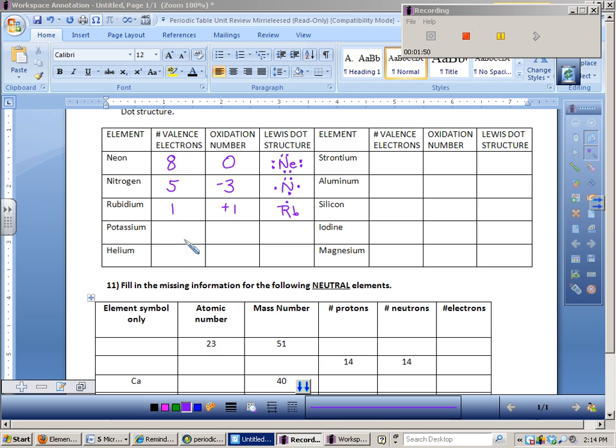Potassium's in the same column as rubidium, so he will also have 1 valence electron. We're going to give that valence electron away, so we're subtracting -1, which leaves +1. His symbol is K, and he has a single dot.